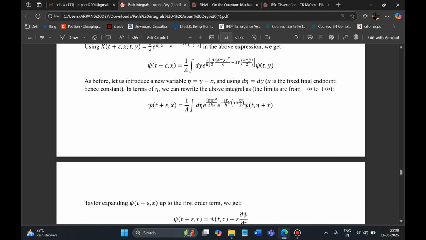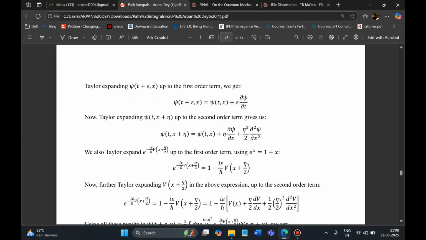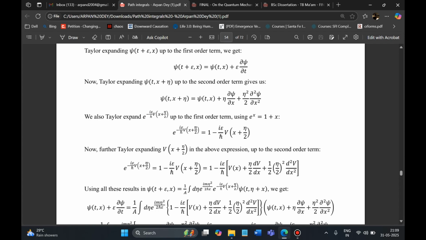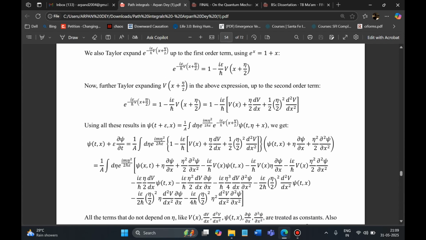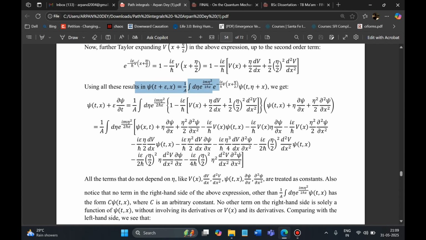But doing all that, we get this expression right over here, and again we'll be using Taylor expansion, the same thing we used in the previous video, when we were deriving the free particle Schrodinger equation. So using Taylor expansion of all these terms, psi(t plus epsilon, x), psi(t, x plus eta), and we will only be considering up to first order terms, and then we get this, and we will also Taylor expand this potential V((x plus eta)/2), and then we get this, and using all these results in the initial expression for psi, we get this.